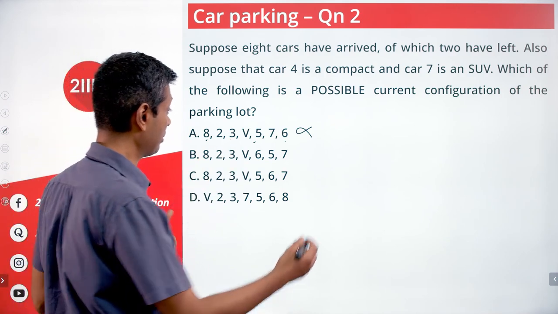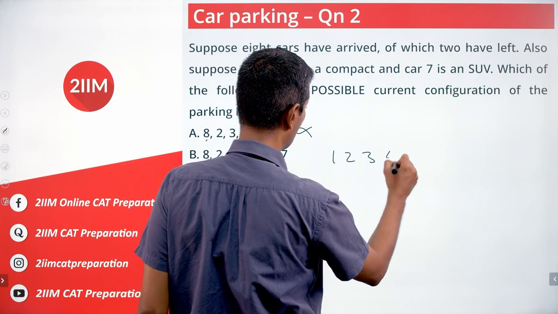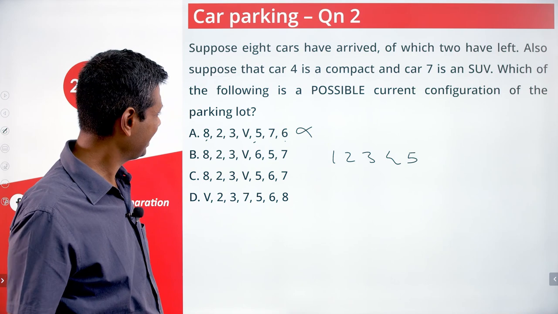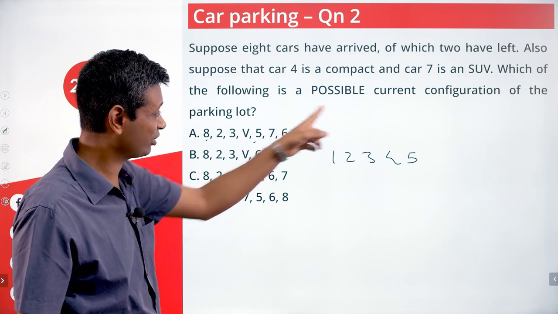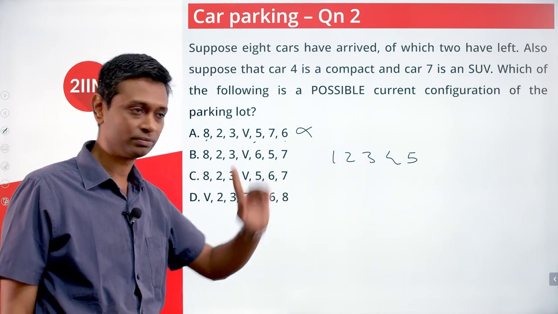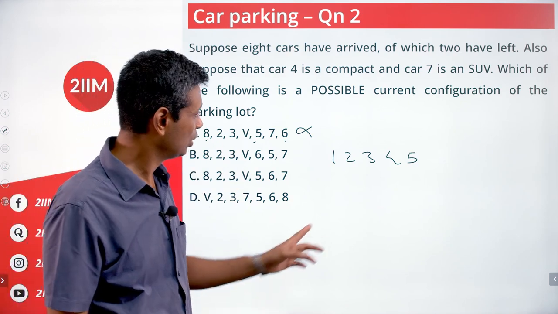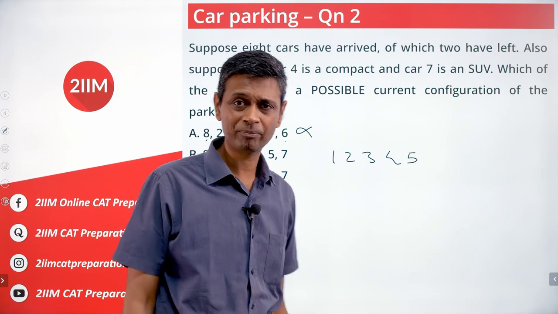So, let's imagine this is saying 1, 2, 3, 4, 5. Let it go till there. And then, 6 replaces one of the cars that has gone. And so, the 4th slot is empty. 4th has left for sure. 4th goes away. 6th comes there.